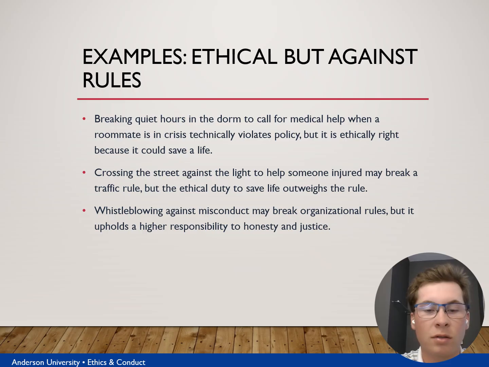Another one is crossing the street against the light to help someone who's injured. This might break a traffic rule, but ethically it's the correct thing to do because that outweighs the rule of not crossing the road there. Finally, whistleblowing against misconduct. This might break organizational rules, but it upholds a higher responsibility of honesty and justice within the community we have here at Anderson.